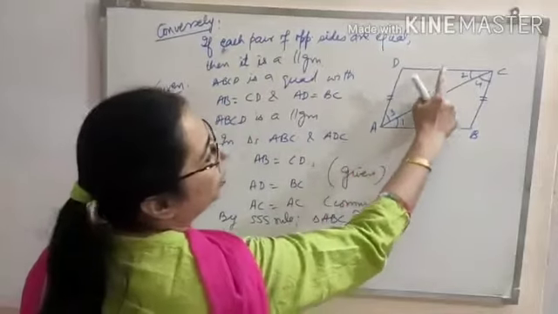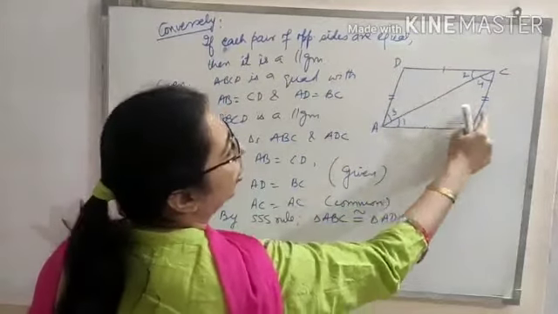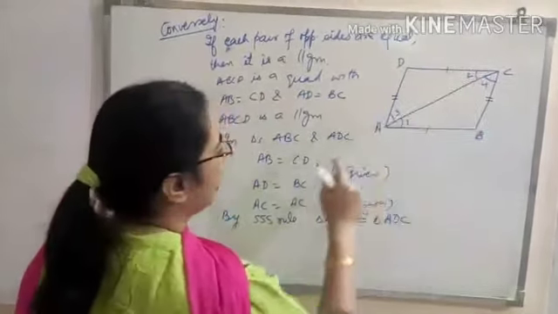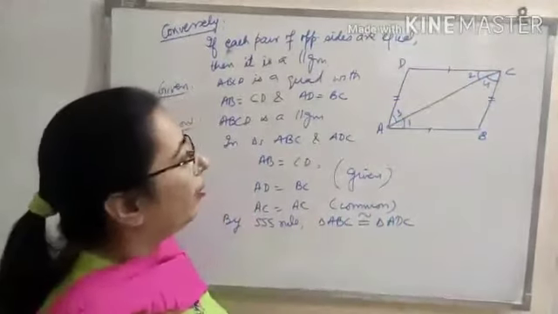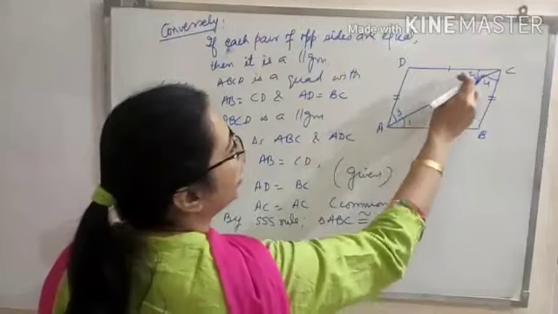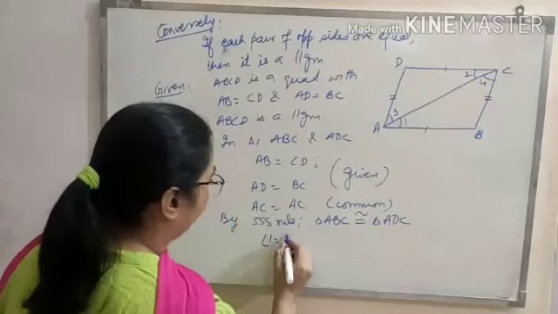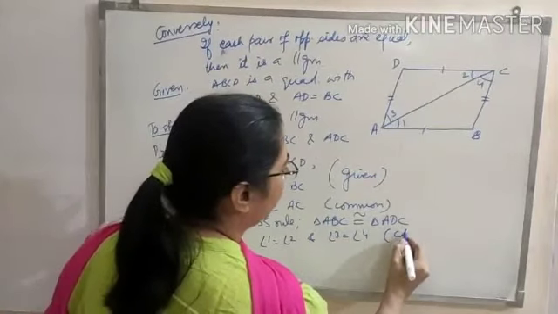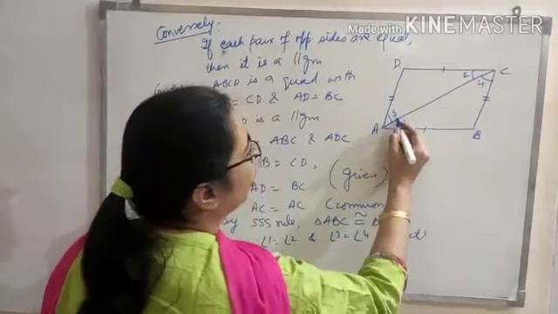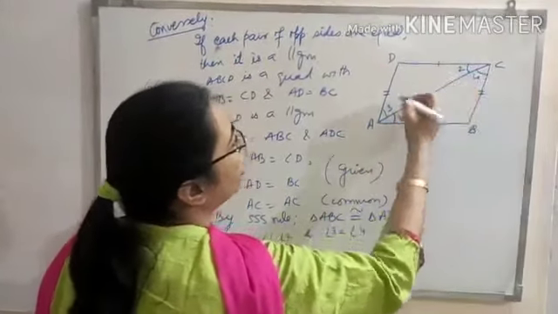How? AB is equal to CD, given. AD is equal to BC, given. And AC is common. So by the triple S rule, the triangles are congruent. When triangles are congruent, then by CPCT, angle 1 is equal to angle 2 and angle 3 is equal to angle 4. This is by CPCT.